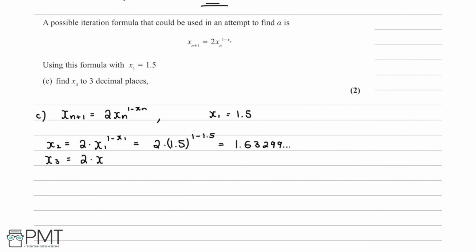So then what we can do next is we know that x3 is going to be 2 multiplied by x2 to the power of 1 minus x2. So rather than taking our value for x2 here, which if we were to round to say 3 decimal places would give us an inaccurate answer going forward, what we can do in our calculator is use the answer button, as our calculator stores this answer, and this means that the calculator will use the full value of x2.